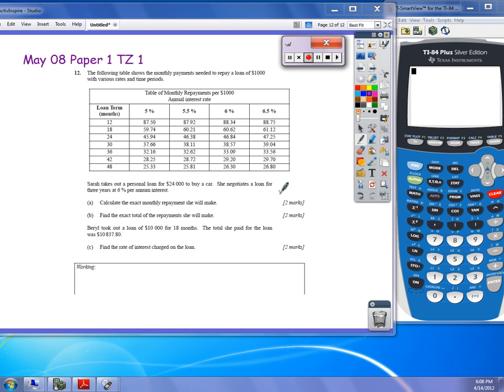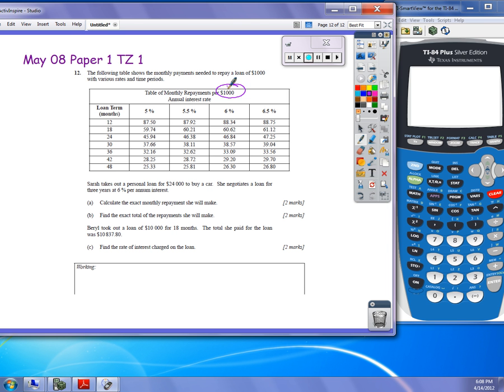For this problem, we're given a table of monthly repayments, and the first thing that you want to notice is the fact that the payments are per $1,000. I think we did a problem earlier in the year where the table showed us payments per $10,000. So that's an important piece of information to note before you start calculating.